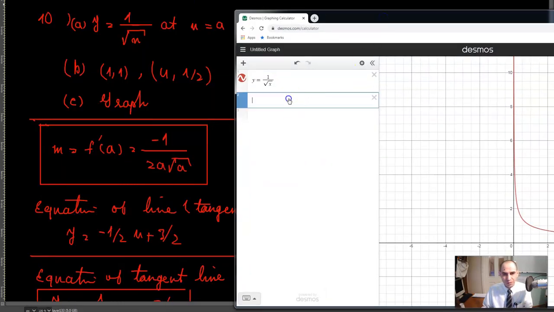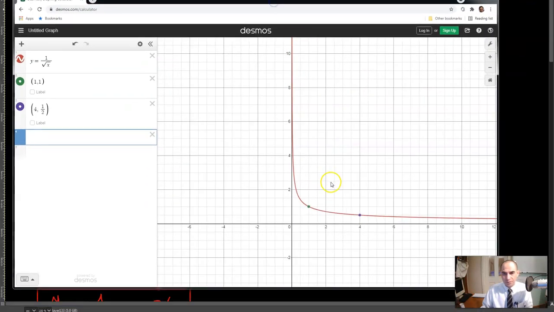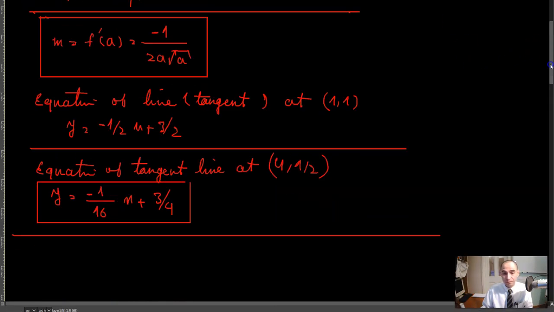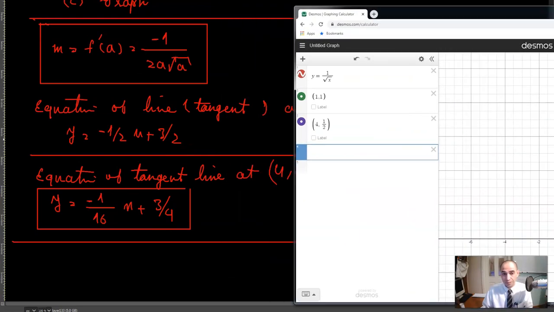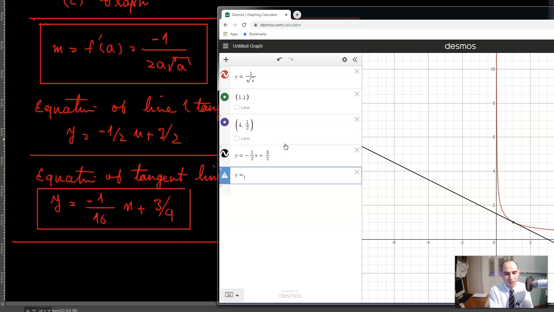The two points are (1, 1) and (4, 1/2). So these two points. And the lines that we found were these two lines, which is y is equal to negative 1/2 x plus 3/2, that's one line, and y is equal to negative 1/16 x plus 3/4.